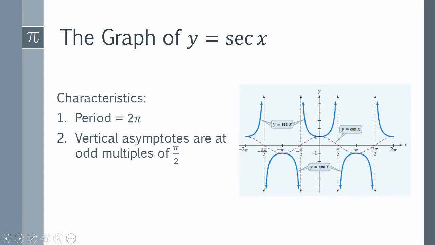So the graph of y equals the secant of x. Secant of x is the reciprocal of cosine. So that means that it has the characteristics of cosine. So we're going to have a period of 2 pi. But remember, because it is a reciprocal, meaning that you have cosine in the denominator of that fraction, we never want the denominator to be 0.